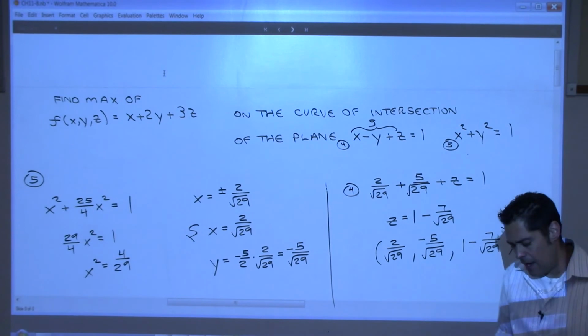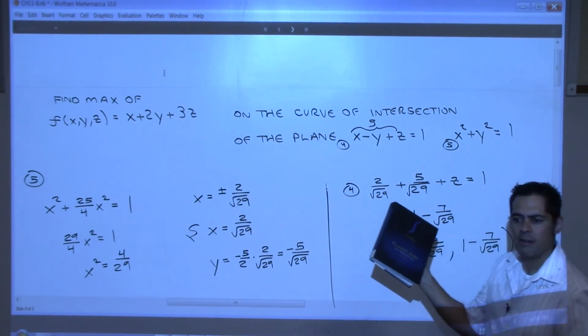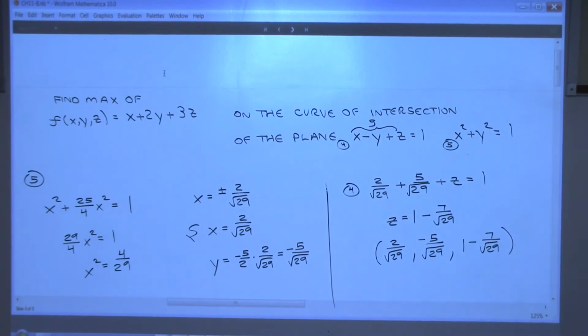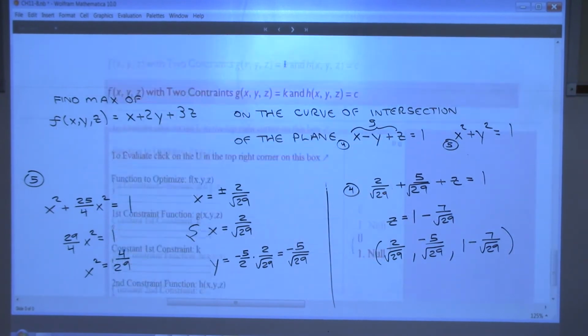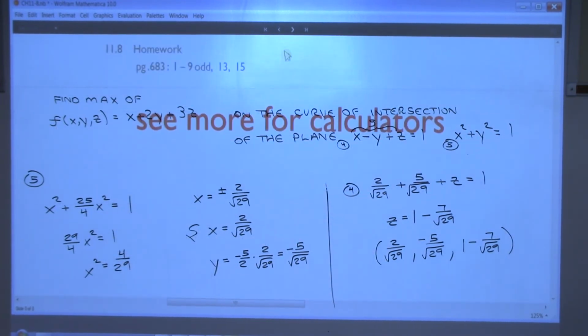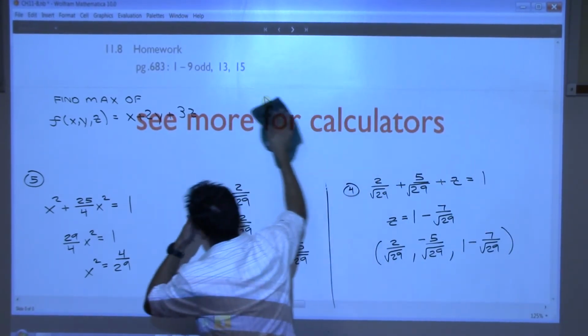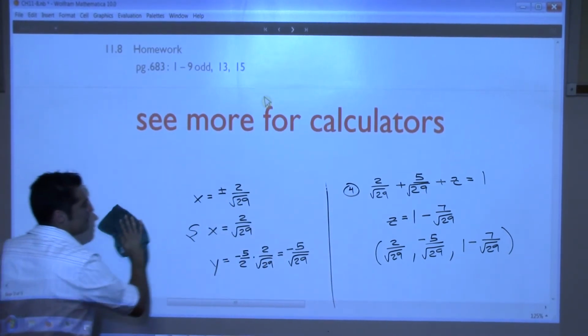That's example 5 on page 682 if you want to see what the final answer is for that. All right? The homework for this section is, I changed it, where is it? There it is. That has the correct page and it has the corrected numbers you should do. I did a couple of those on video, they're online.